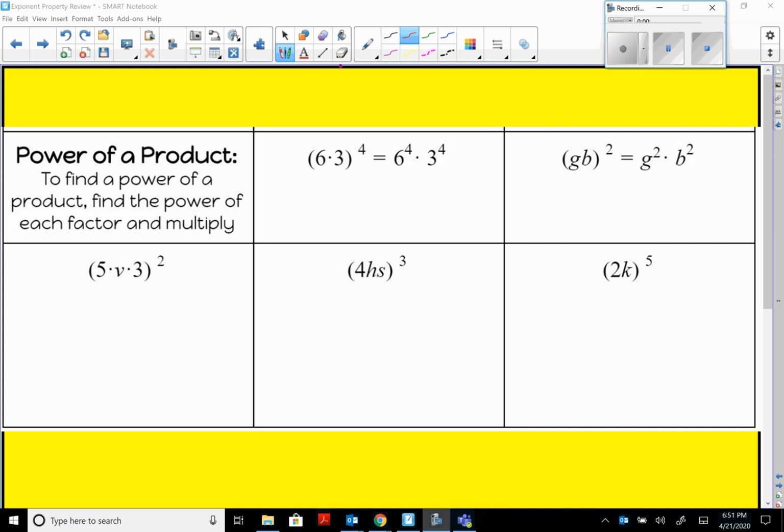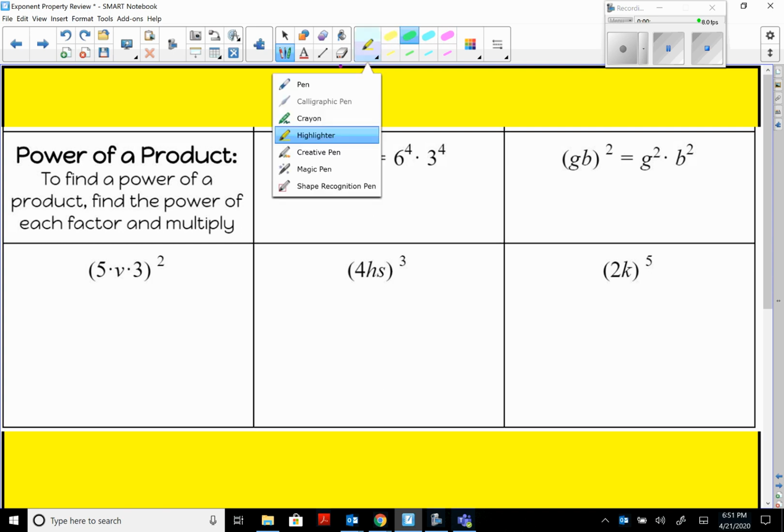All right, we're now going to review the power of a product property. With the power of a product property, you find the power of each factor and multiply. So let's look at the first two examples that have been done for us and then try 3 examples on our own. All right, so if you look at the first example, we have a 6 times 3 inside the parentheses and an exponent of 4.